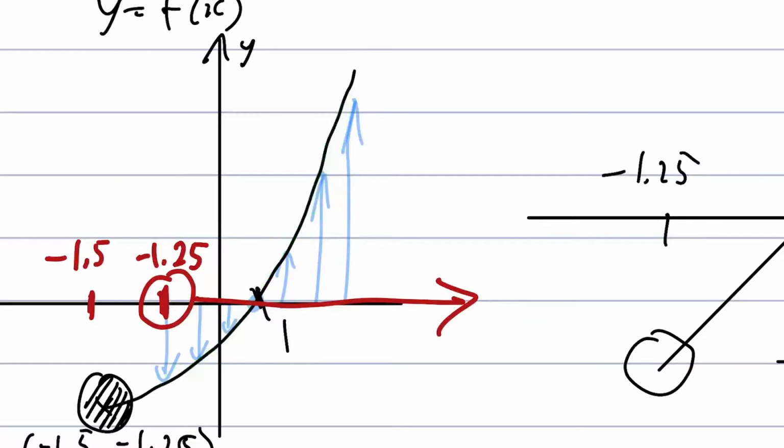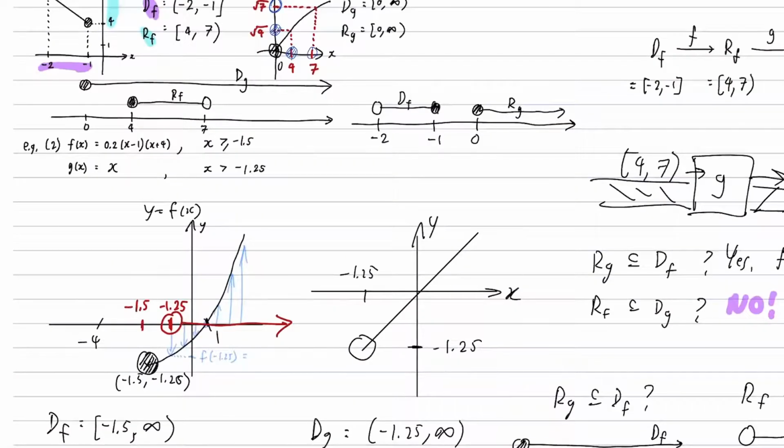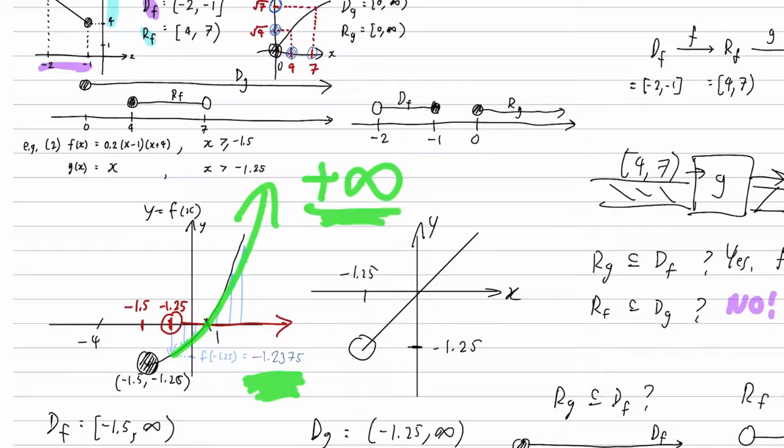But what's the corresponding Y value? When X equals negative 1.25, what's the corresponding Y value? It's just F of negative 1.25. Sub in X with negative 1.25. What do you get? Let me calculate. Negative 1.2375. Good. And then it goes upwards all the way, so it goes to positive infinity. Here, smallest is negative 1.2375. Biggest is positive infinity in terms of the y coordinate.